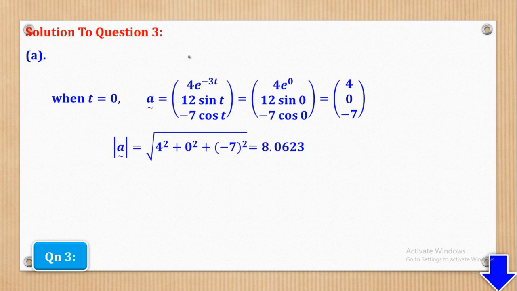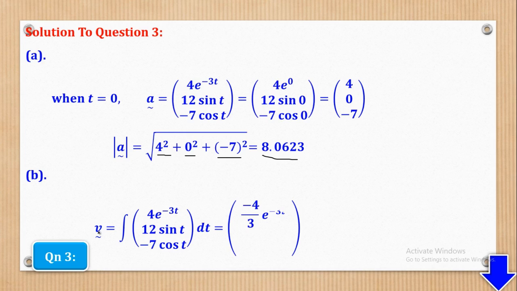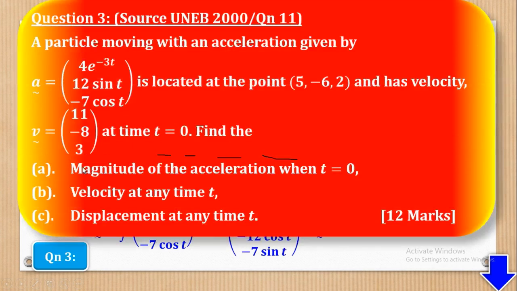Out of that we shall now get the acceleration. The magnitude of the acceleration will be the square root of 4 squared plus 0 squared plus negative 7 squared, to come up with 8.0623. Now we shall go to part B. In part B, they wanted the velocity at any time t.